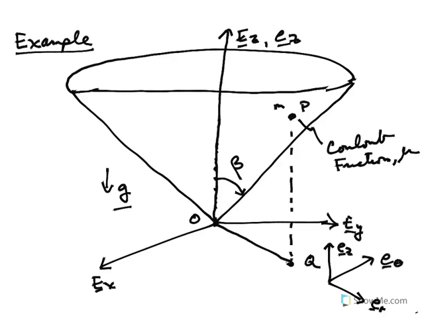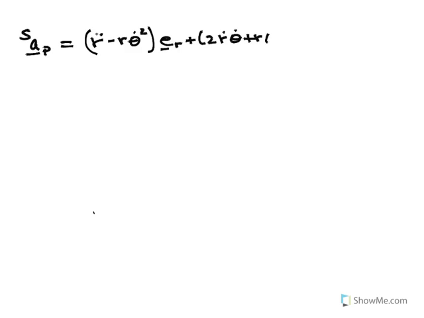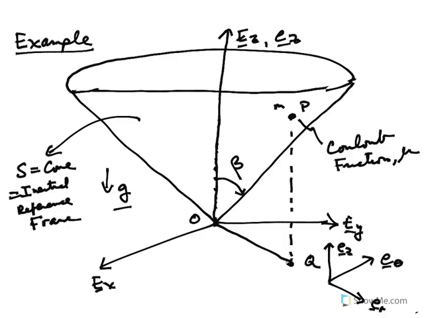And if you recall, the acceleration of the particle as viewed by an observer in the inertial frame, which is this cone, which I called S, was equal to the inertial frame. So this is the acceleration of P as viewed by an observer fixed in S, because S was the inertial frame. This was equal to R double dot minus R theta dot squared ER plus 2 R dot theta dot plus R theta double dot E theta, and then I had plus R double dot times the cotangent of beta times EZ. And this angle here was theta, and this distance was r, and that's how we actually got that.